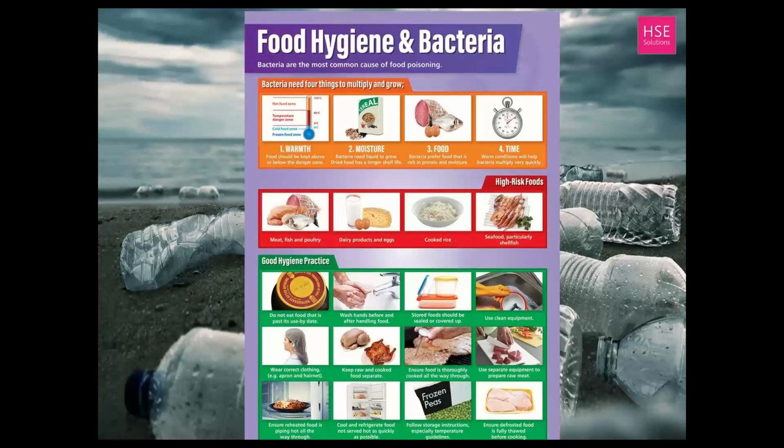This is a great poster, food hygiene and bacteria. Bacteria are the most common cause of food poisoning. I think we would all know that. They love the warmth, moisture, food, and obviously warm conditions. It gives them time to breed. So if you are in a management or supervisory role, getting these kinds of posters and putting them in your staff areas or in your back of house or kitchen areas would be really good, because it gives you ideas on good hygiene, food practices, PPE, and then obviously the storage and frozen food procedures as well.